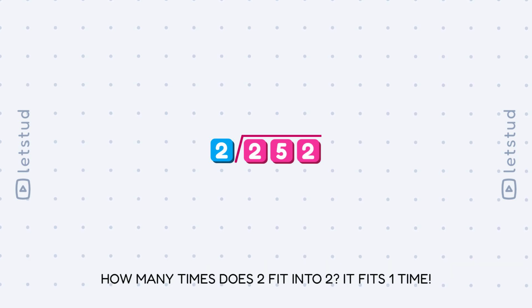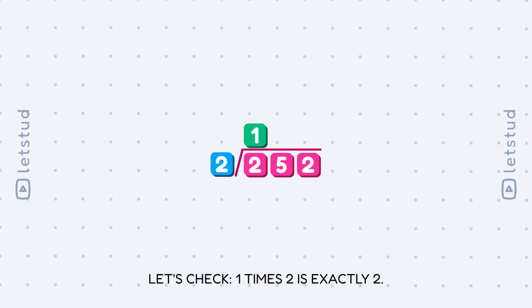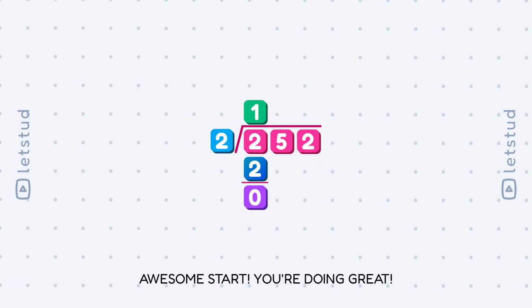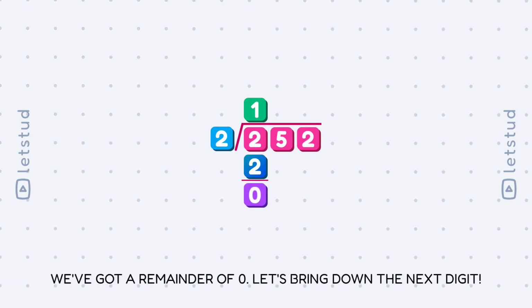How many times does 2 fit into 2? It fits 1 time. Let's check. 1 times 2 is exactly 2. Now we subtract. 2 minus 2 equals 0. Easy peasy. Awesome start. You're doing great. We've got a remainder of 0.